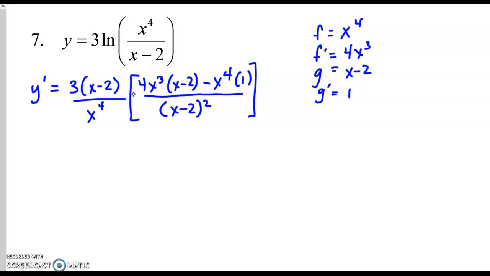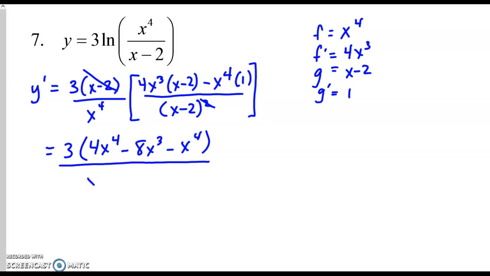Okay, this is nice. I can see that this will reduce somehow. Let's simplify this. I can see x minus 2 will cancel with one of these. I can see some x's will cancel out here, but let's take out a common factor first. So we've got the 3, and then within those square brackets, if I multiplied it out, 4x to the power of 4 minus 8x cubed minus x to the 4th, all over x to the 4th times x minus 2.